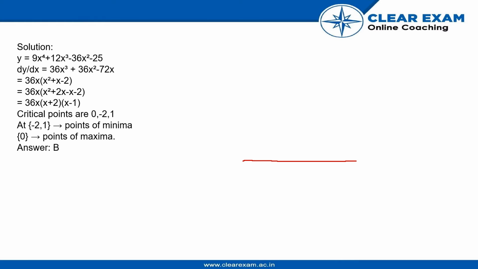We have the critical points minus 2, then 0, then 1, and we know the sign of f dash x is minus, plus, minus, plus.